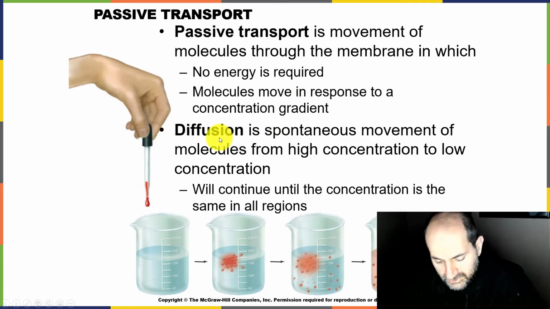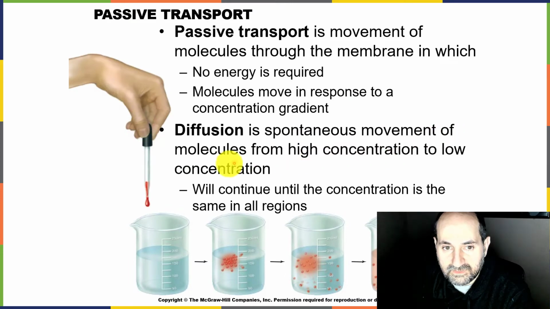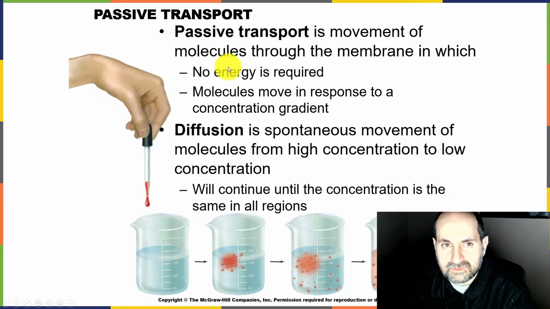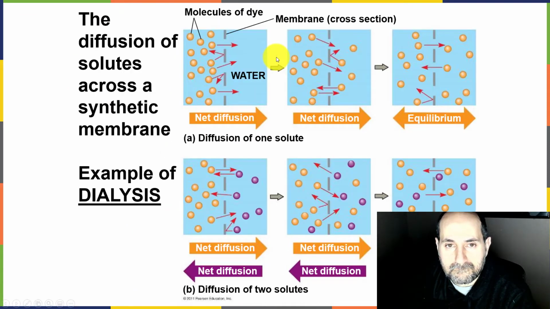Next, we talked about diffusion. Please know the definition of diffusion. Diffusion is the spontaneous movement of molecules from high concentration to low. And if diffusion happens across a membrane, that's called passive transport. So please know the definition of diffusion and know that passive transport is simply diffusion across a membrane. Does passive transport require any energy? No, because diffusion is spontaneous. It does not require energy.